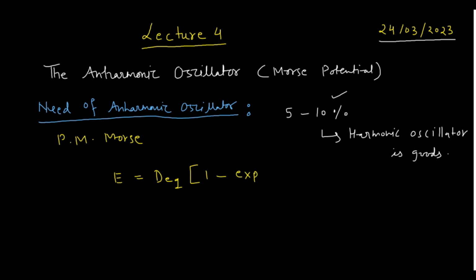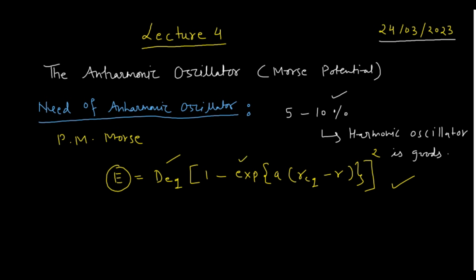EXP. This is the exponential form, right? Instead of EXP you can write the E also, and then A times (REQ minus R), then you can close your bracket, and finally make the square of it. Okay, this is basically your Morse equation, and this energy is the Morse potential energy, right? And this DEQ is the dissociation energy of the bond.